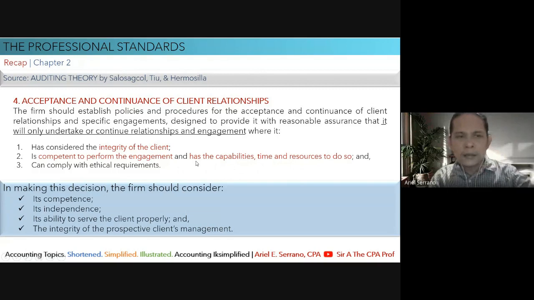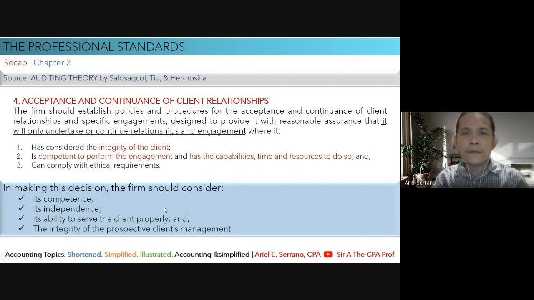Now, dito, when accepting or continuing client relationships, in making that decision, the firm should consider, unang check, its competence. Okay? Ito yung part na ito, competent to perform the engagement. Second, its independence. Although dito, walang nabanggit about independence, but independence is an important factor in making that decision.